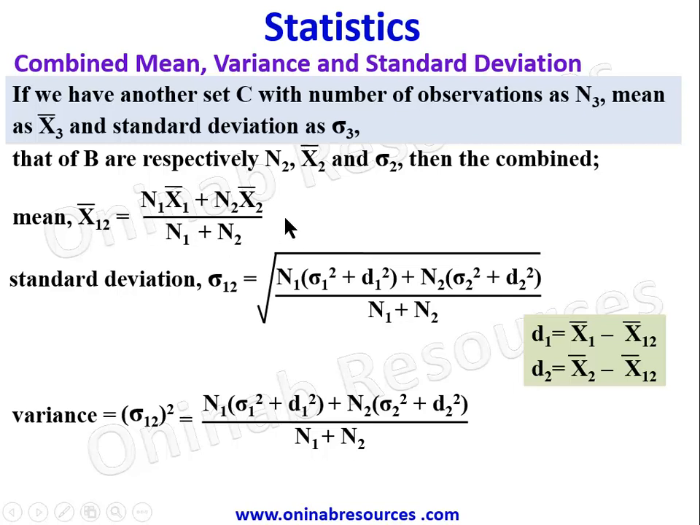Even if we have it up to 4, it will still be a continuous process. We can have it up to 5 and so on. The same thing for standard deviation.